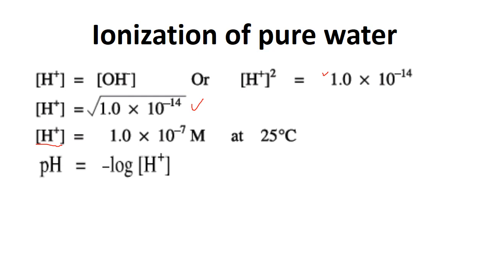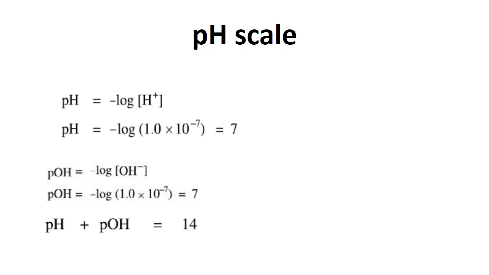As 10 raised to power minus 7 is a very small value and it's difficult to deal with it, we can take its negative log to get a bigger value. After putting the value and taking the negative log, we get the value 7. So pH is 7.